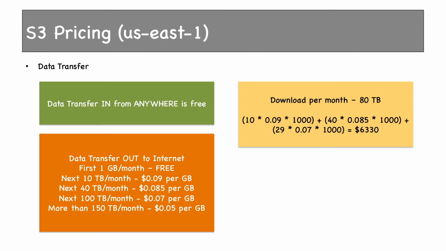Let's take an example. Suppose from your bucket 80 terabytes of data is being downloaded. So how much price do you have to pay? For the first 1 GB it is free. For the next 10 terabytes per month it's $0.09 per GB, so into 1000 because it is per GB. Similarly for the next 40 terabytes and then for the next 29 terabytes, because first terabyte is free, it comes out to be $6,330 per month.